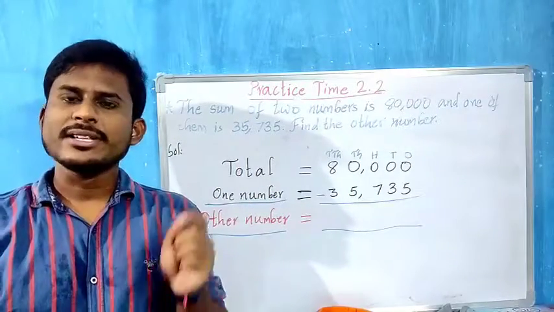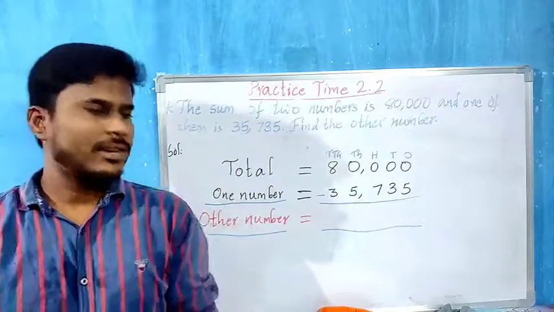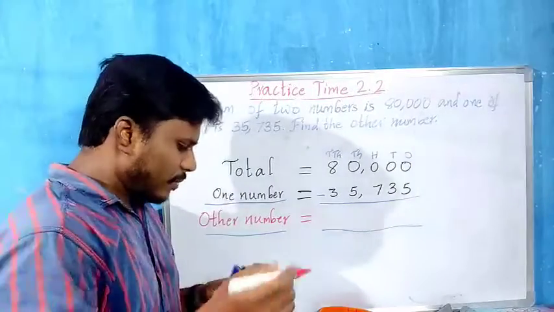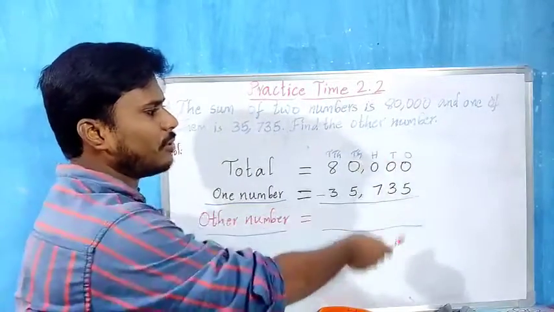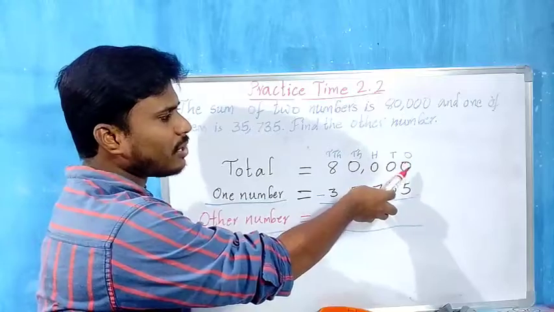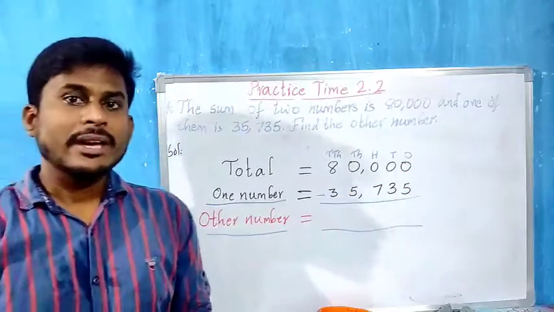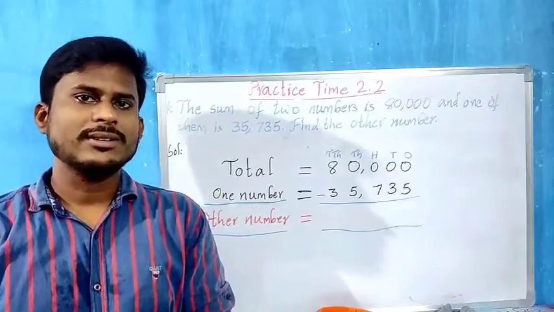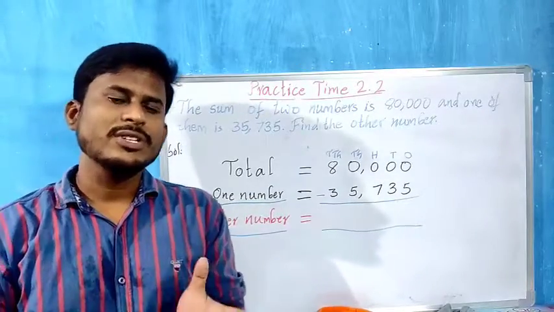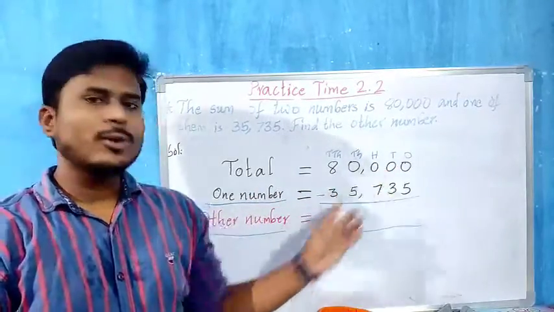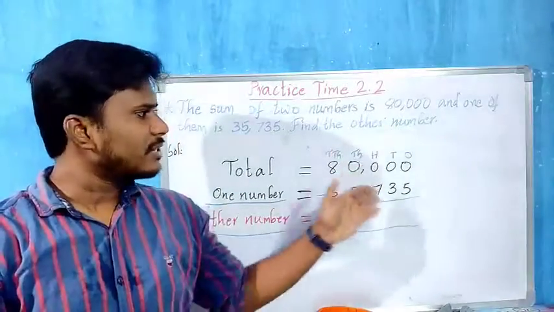From that, if you minus one of the numbers, you will get another number, children. So let us start subtracting from the ones column. So from the ones column, here 0 minus 5, children. Can we take out 5 from 0, children? It's not possible. So what do we do, children? We regroup from the previous column, that is the tens place.